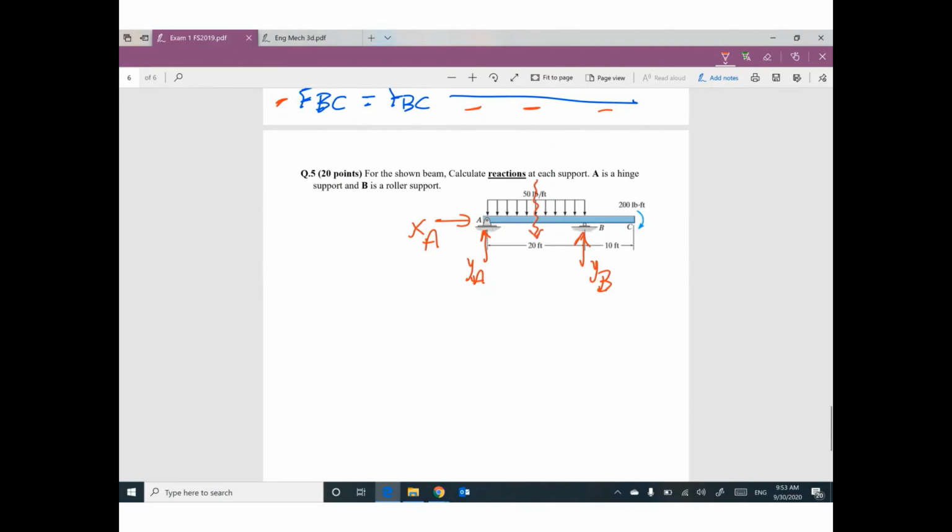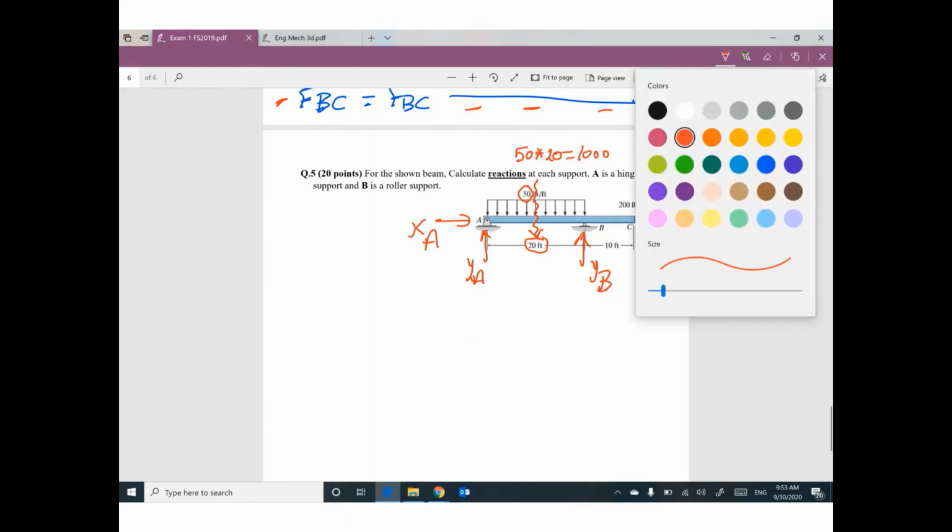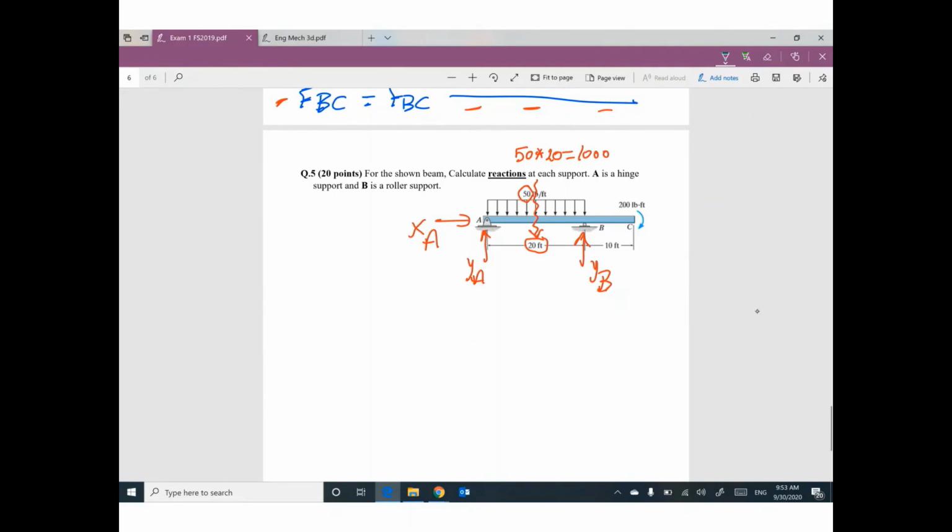Do you remember what was the value? How can we figure out the equivalent value for distributed load? Multiply this value by this distance. So 50 times 20, it will be 1000. Guys, do you remember where this equivalent force will be? From this side, how long? It will be 10 feet. And from the other side, it will be 10 feet.